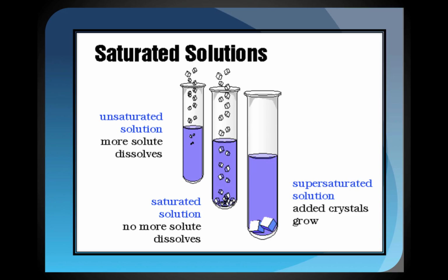At this point, we're going to look and see what happens when we add more solute to 3 different solutions. If I add more solute to an unsaturated solution, it's going to dissolve. If I add more solute to a saturated solution, no more solute dissolves, and the additional solute that I add will just go to the bottom of the container. Now, if I add more solute to a supersaturated solution, all of the excess solute that was dissolved in that supersaturated solution, in addition to the solute that I just added to the test tube, is going to fall to the bottom of the test tube.